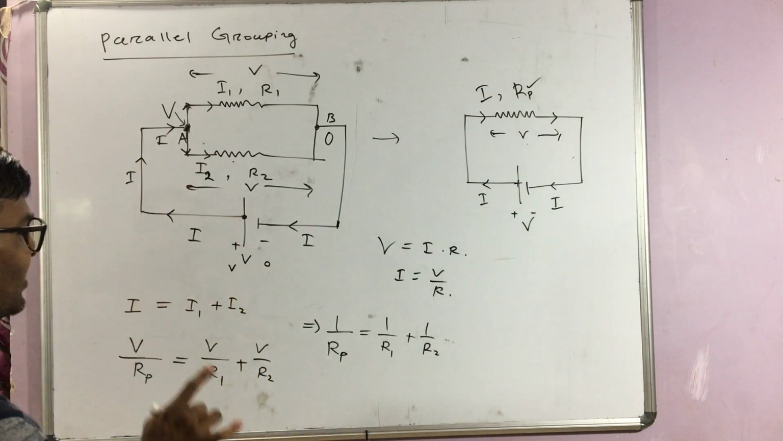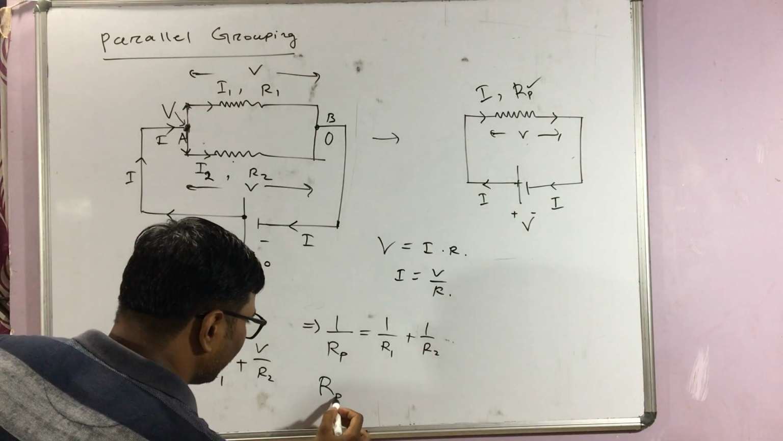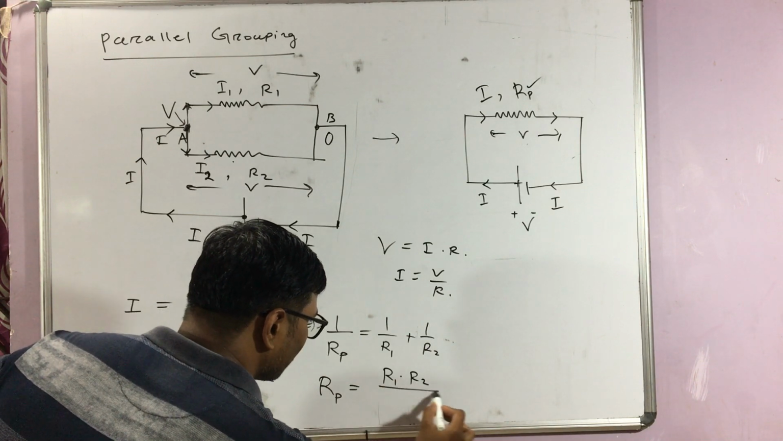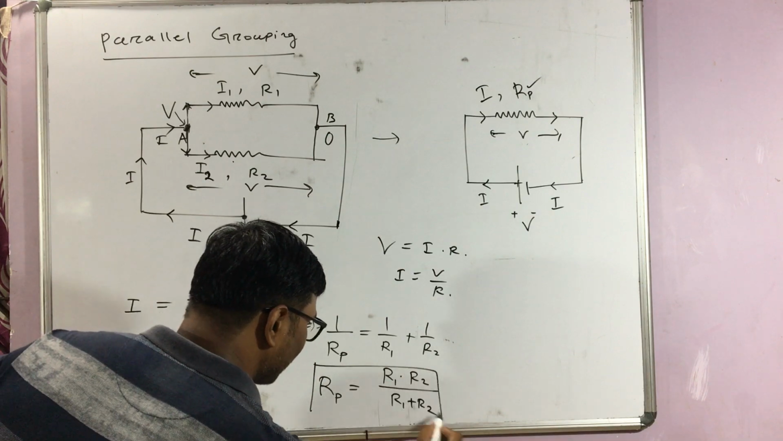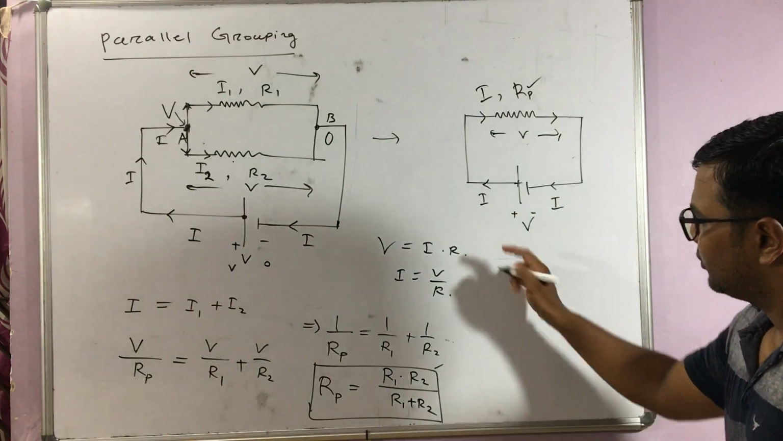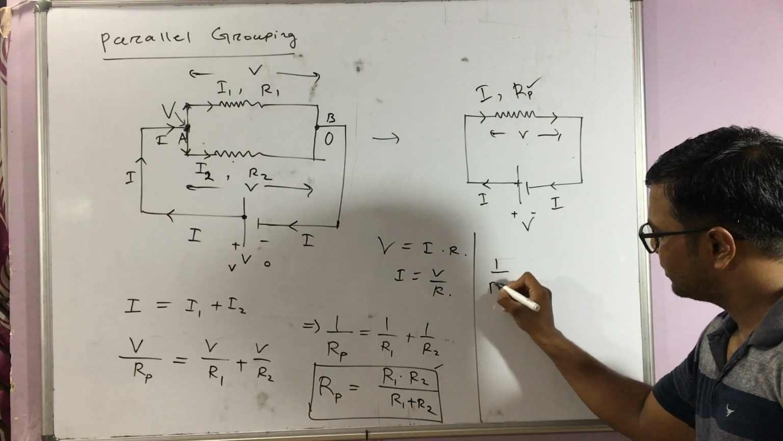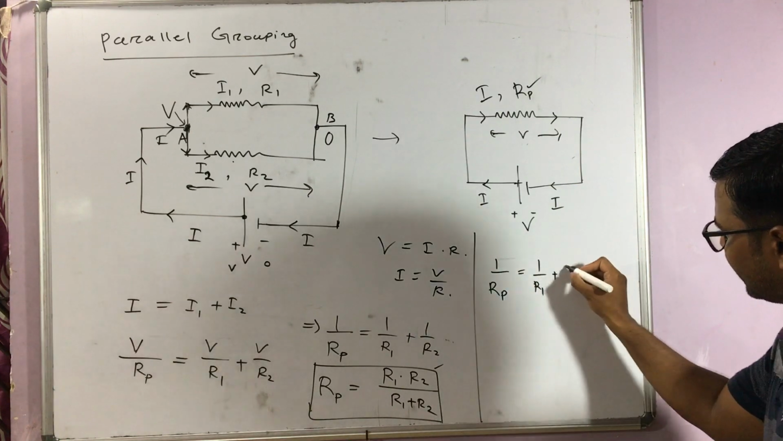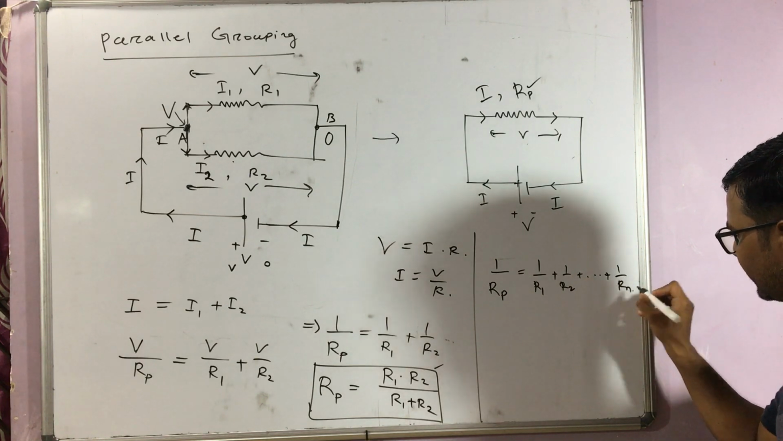If only two resistances are there, there is a shortcut formula you remember for Rp. For Rp the formula is R1 into R2 by R1 plus R2. Only for two resistances this formula is valid. It's a shortcut formula, but you remember it. For n number of resistances the formula extends up to n number. So 1 by Rp is equal to 1 by R1 plus 1 by R2 up to 1 by Rn.